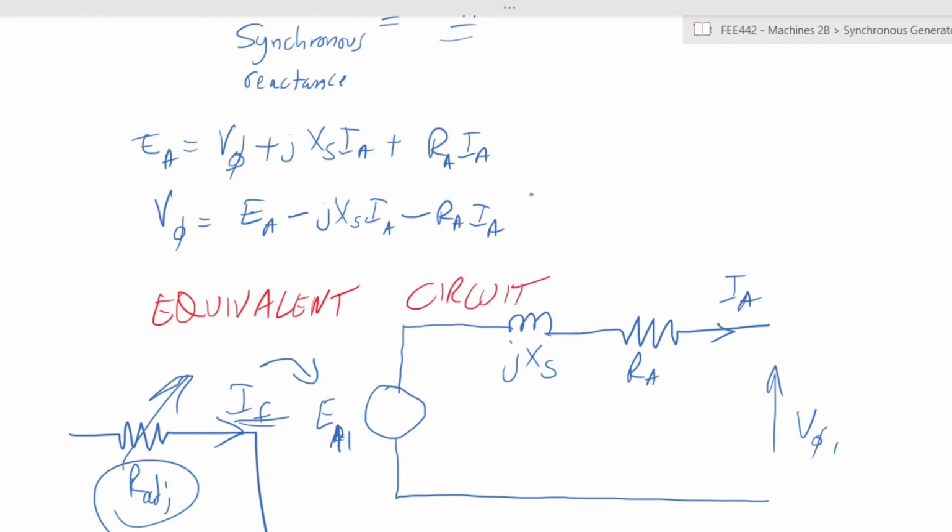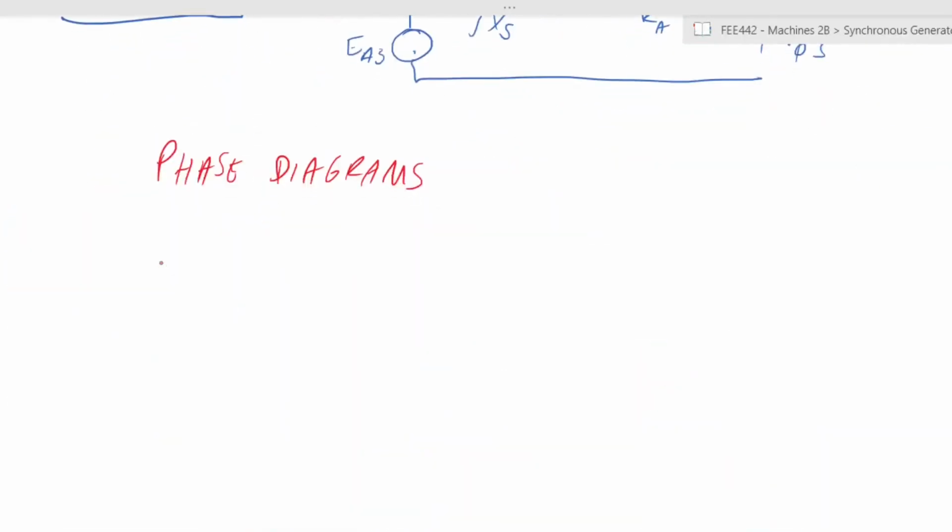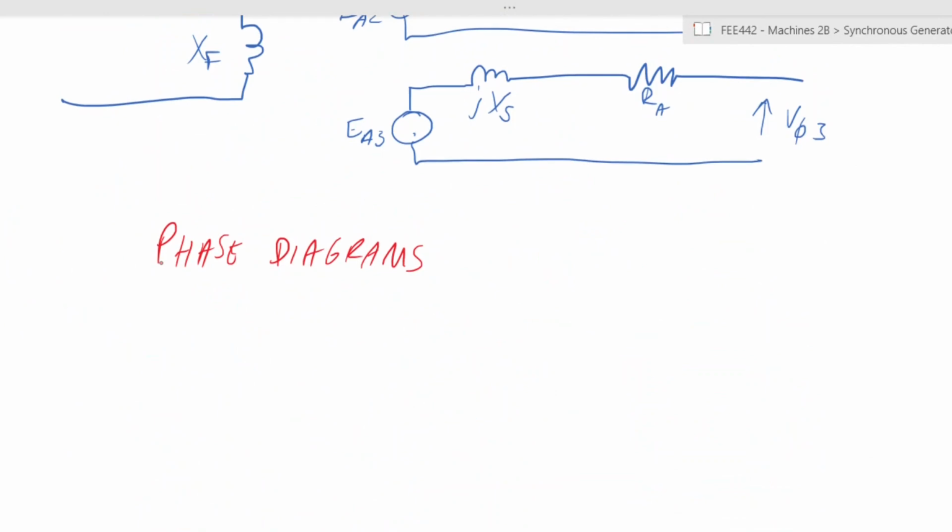This is your very important equation. And that was your derivation. Okay, so we are all here together. Right, so the phase diagrams.